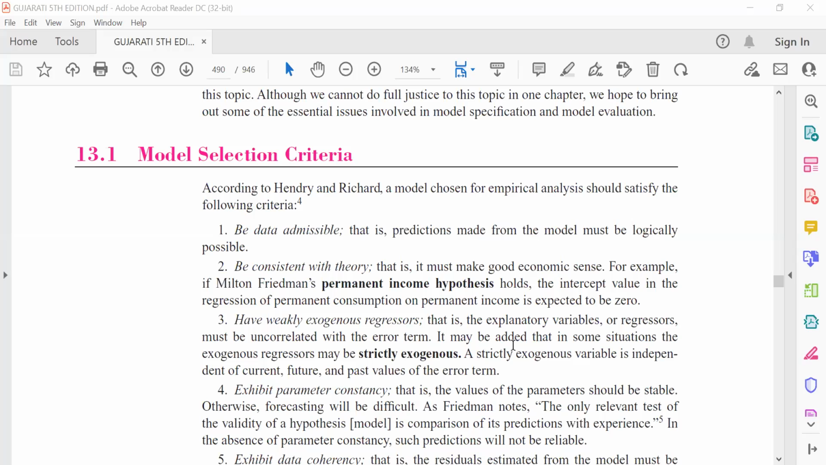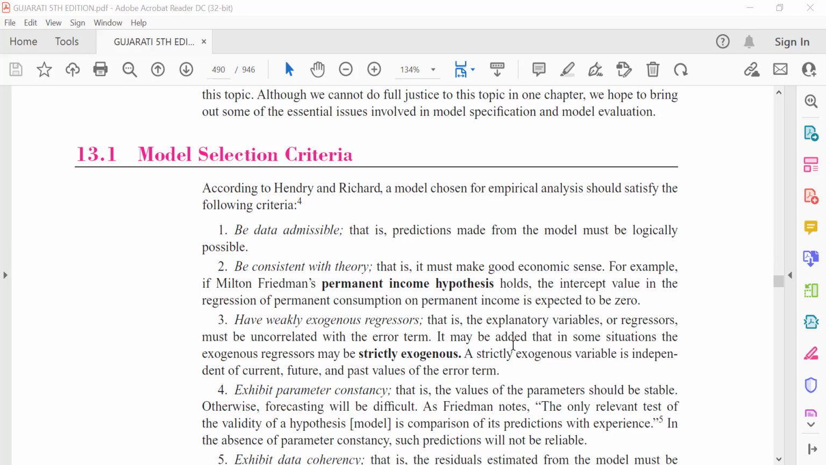Next, have weakly exogenous regressors. If you have an explanatory variable, it must be uncorrelated with the error term. In some situations the exogenous regressor might be strictly exogenous. Sometimes we have strictly exogenous variables, sometimes we have weakly exogenous variables. A strictly exogenous variable is independent of current, future, and past values of the error term. However, some variables have correlation with residuals.